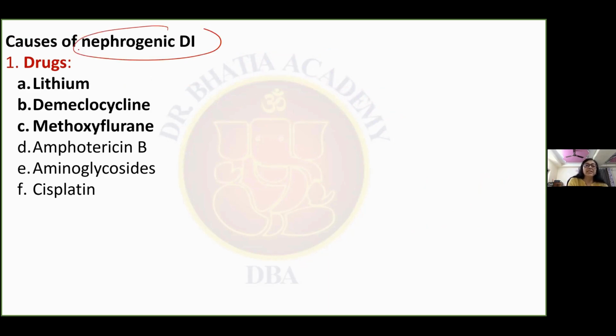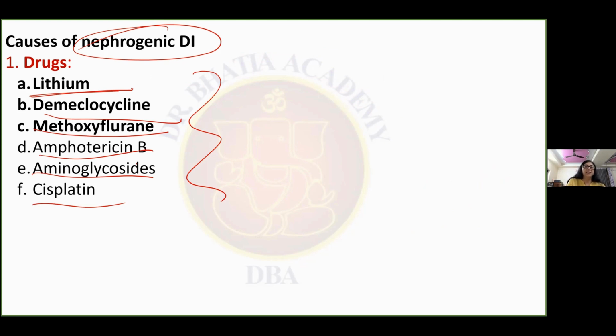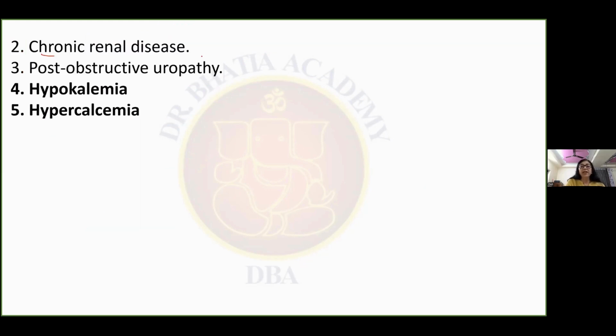Causes of nephrogenic DI: mostly it is drug-induced. That is, lithium can cause nephrogenic DI, as can demeclocycline, methoxyflurane, amphotericin B, aminoglycosides, and cisplatin. These antifungals and antibiotics are known to cause DI. Lithium is one of the very common causes, and it is used mostly in antipsychotic management. Then there is chronic renal disease at times, post-obstructive uropathies, hypokalemia, and hypercalcemia.